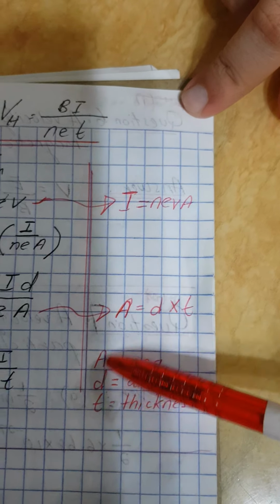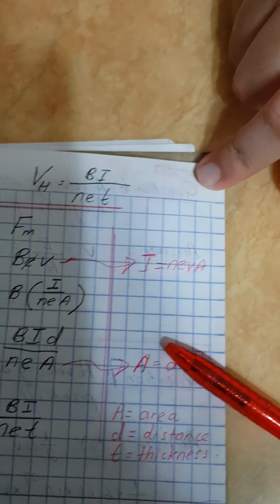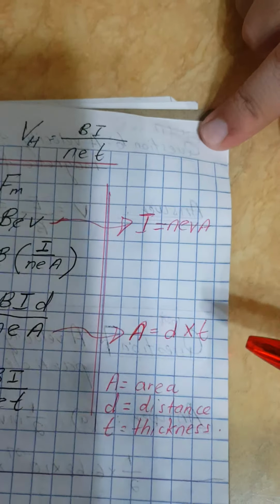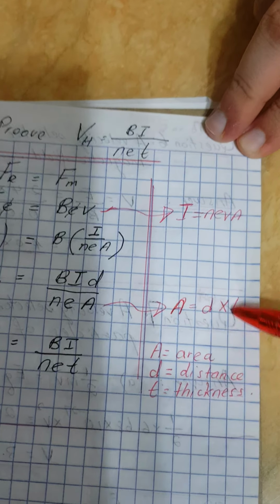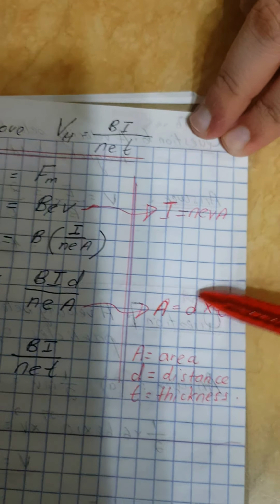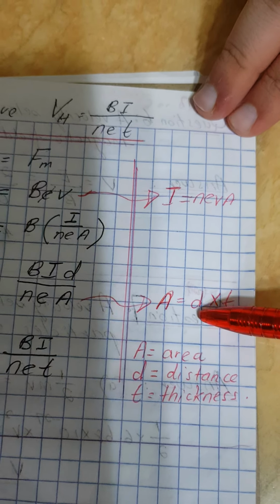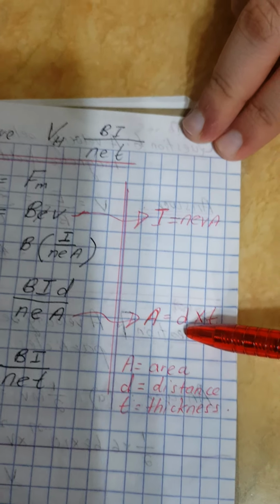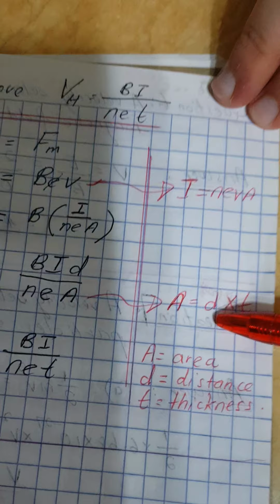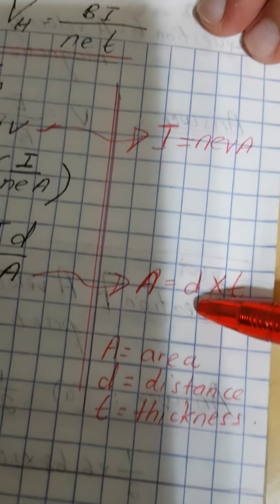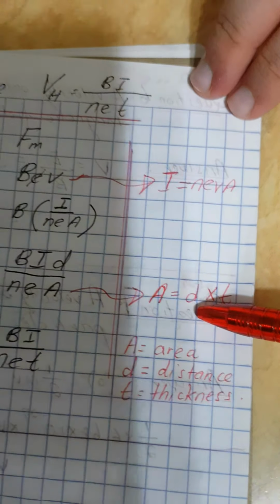Then we go here. What is this A here? This is your cross-sectional area, which equals D times T. Why do I do this? Because you're going to find these variables a lot in your questions and in your textbook. So what is D here? D is the distance between two plates. What are these two plates? The plates that are positive charge or negative charge.